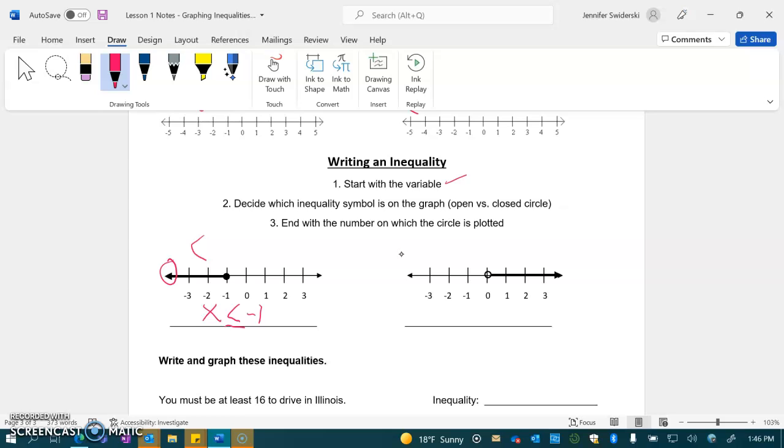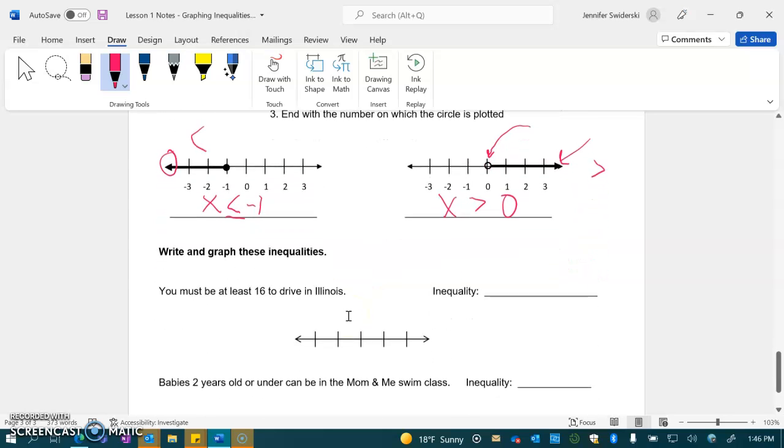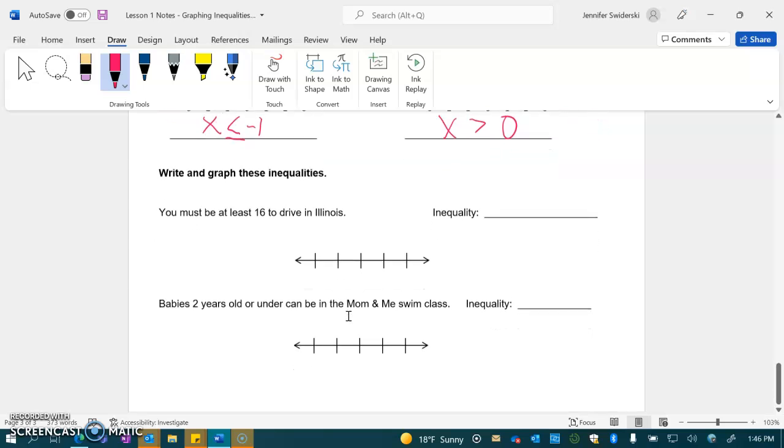For this one right here, I'm going to use x as my variable. I see it's going to the right, right? So my symbol has to look something like that. So x is greater than 0. Now, why is it not greater than or equal to? Because my circle right here is open, which indicates it's greater than. Okay. Down here it says write and graph these inequalities.